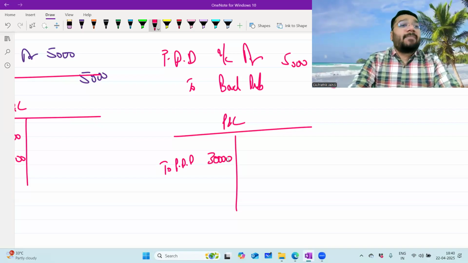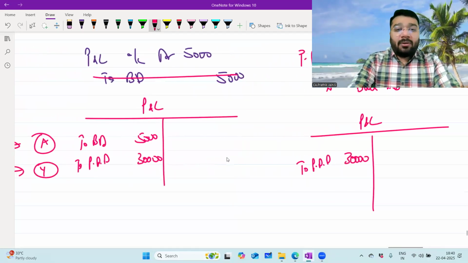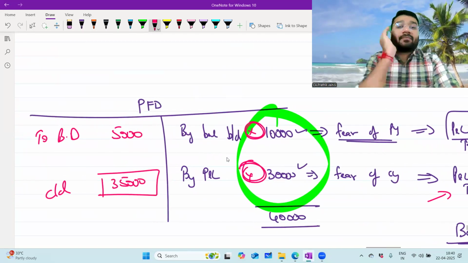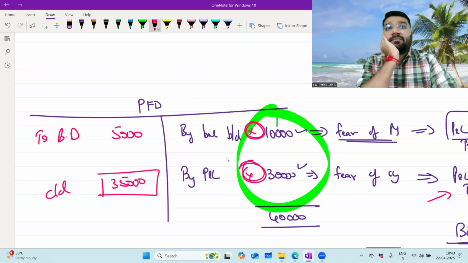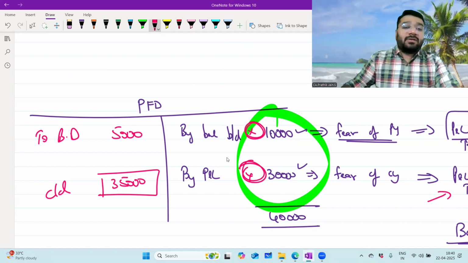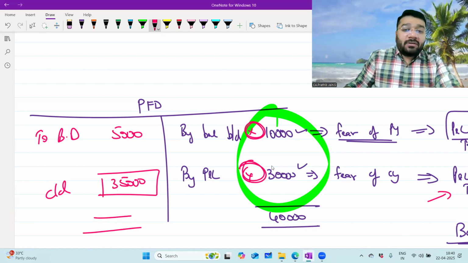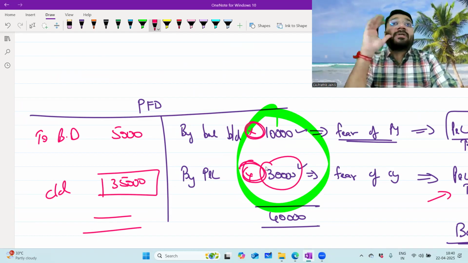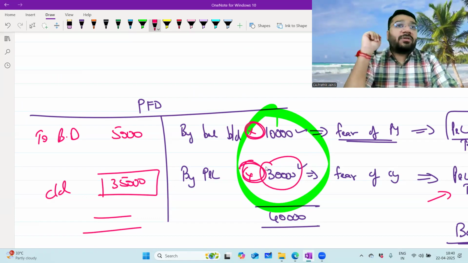Any problem? Online people, any problem? Is it right, sir? No, sir. 10 plus 30 is how much? 40. In that, 5,000 bad debt gone, 35,000. Correct or not correct? 30,000 rupees is the current year provision. So how much is my current year loss? 30,000.